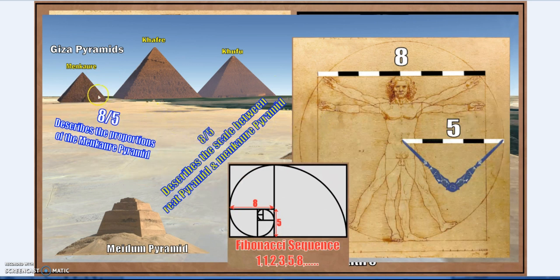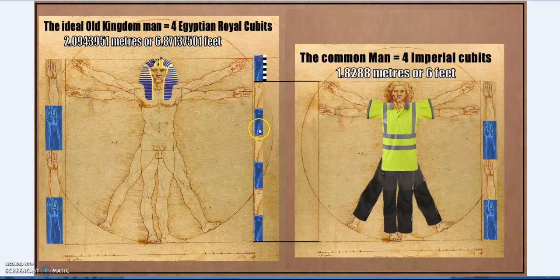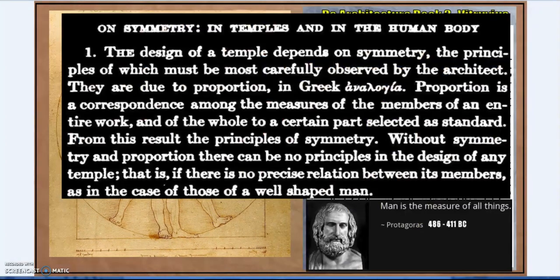So the 8 over 5 ratio describes Menkaure's pyramid from the width to the height, 8 over 5. 8 over 5 describes the scale of the Great Pyramid and the Meidum Pyramid, which is a Fibonacci sequence, which is also embedded in Vitruvian Man. Vitruvian Man as well incorporates this lovely secret between the English foot and the actual number of feet, 6.87 English feet, would describe an Old Kingdom man of 4 Egyptian royal cubits high, an Egyptian royal cubit being pi over 6 meters.